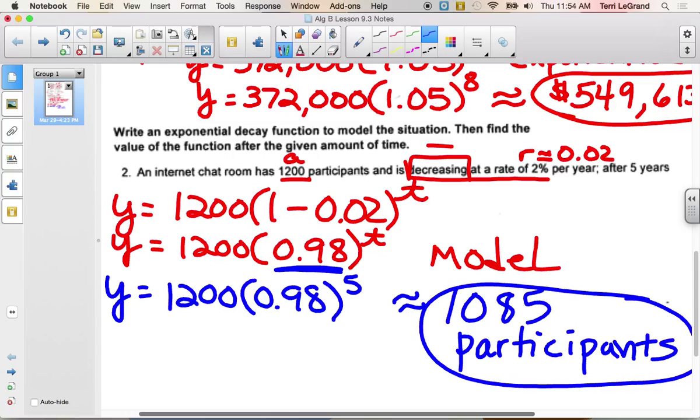So really, really important that we understand when should we have a B value greater than 1, and when should we have a B value less than 1? Should our final amount be larger than the starting amount? Should it be smaller? Make all those connections. Don't just shove some numbers in and call it good.